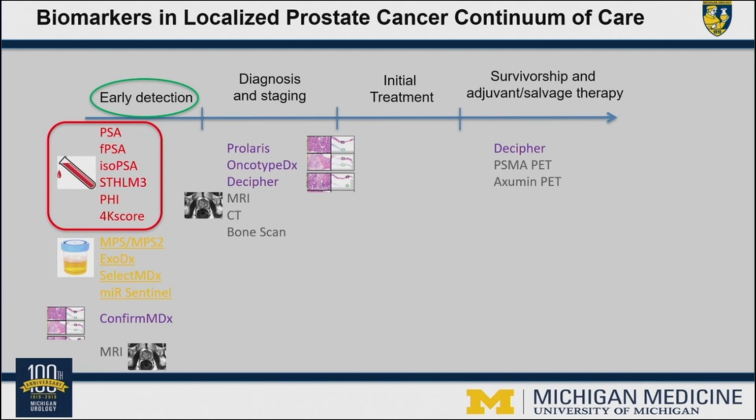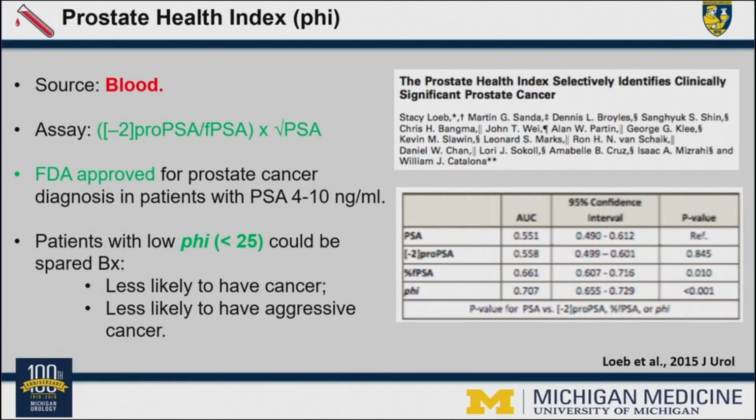Dr. Egner and Dr. Carlson already talked about PSA, and you'll hear about Stockholm 3 later in the course. So what I will talk about for blood-based biomarkers will be PHI as well as the 4K score. So PHI is a blood-based test that assesses 3 different isoforms of PSA. It's an FDA-approved test for patients with PSA between 4 and 10. And in this landmark study that was done in 2015, patients who have a PHI score of less than 25 were less likely to have cancer. They were less likely to have aggressive prostate cancer.